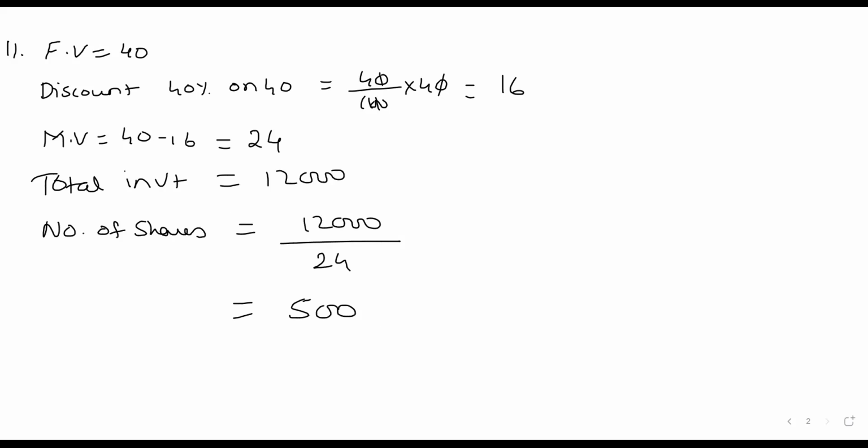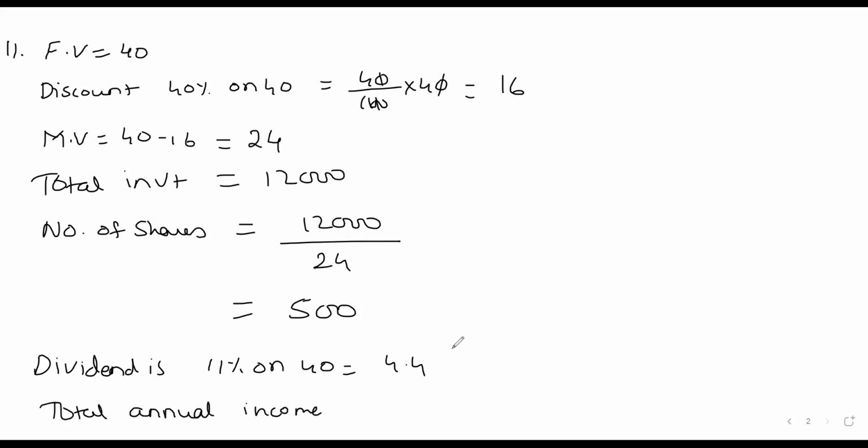Find her income if she receives 11% on the nominal value. So dividend is 11% on nominal value, that is on 40. So 40 into 11 divided by 100. So the dividend is 4.4. So total annual income will be, this is 4.4 per share. That is 500 into 4.4. That is 2,200 is the annual income.